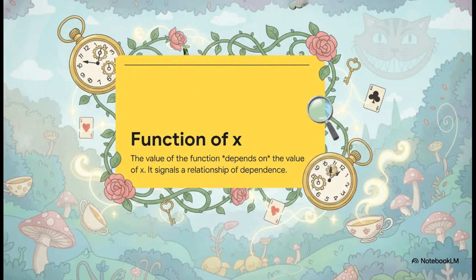Right, so what does "of" mean in "function of x"? It means dependence. It's signaling a relationship. It's telling you that whatever value f has is completely determined by the value you plug in for x. "Of" is a connector word here, not a math command.